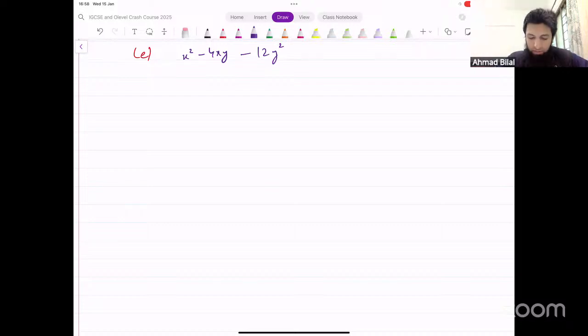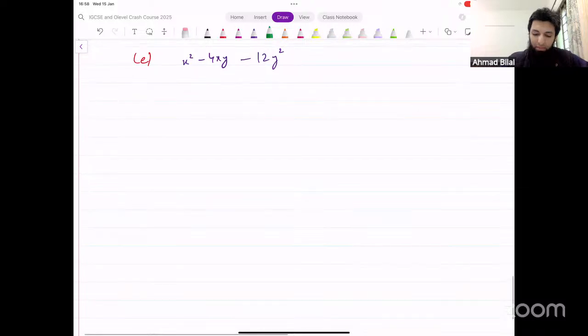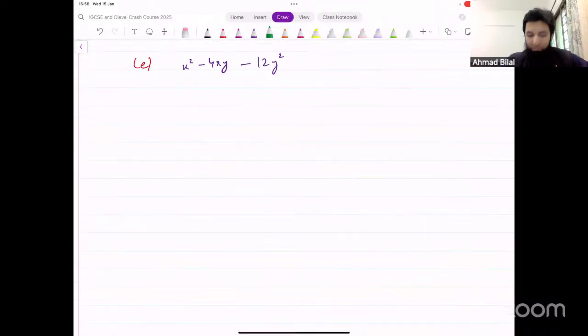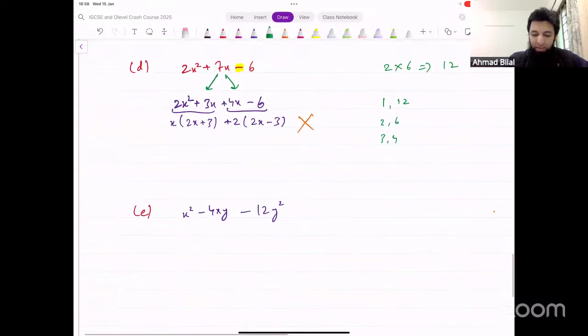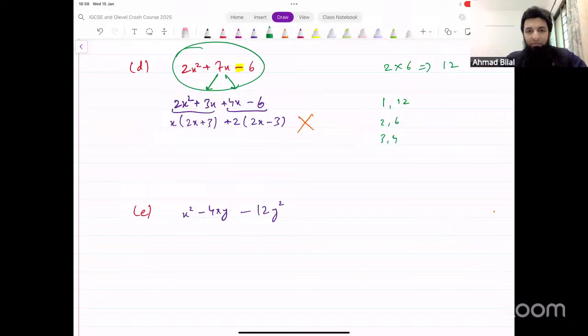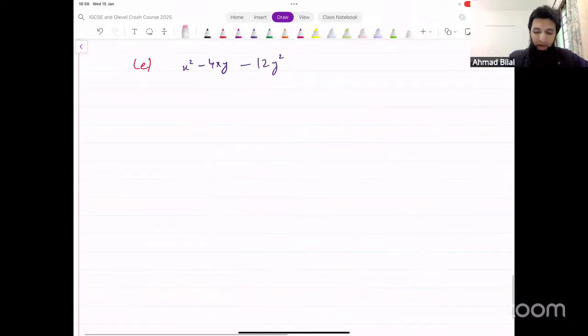How do you think about this now? Again, what's the first thing that we think of? We think of whether we can take anything common from this. We can't. Can we use that identity a square minus b square? Again, this is three terms. We cannot use that. We can think of breaking the middle term. How do we do that? It's slightly different from the previous examples because in the previous examples, we only had x there. But in this case, we also have y, right? Now, how do you deal with this y?